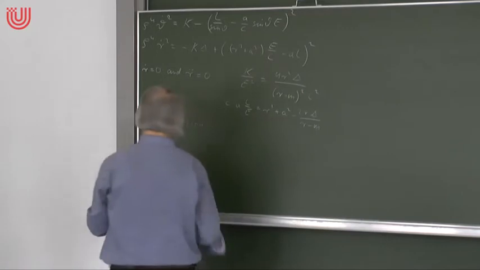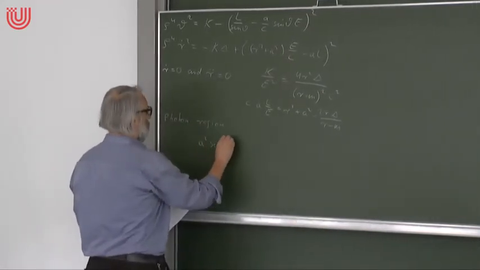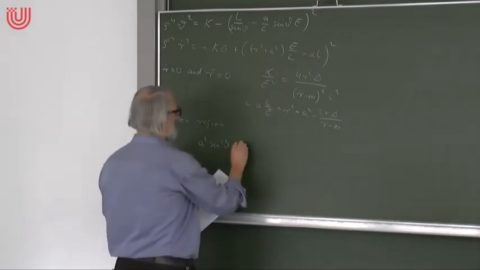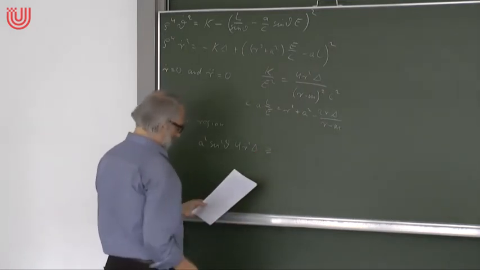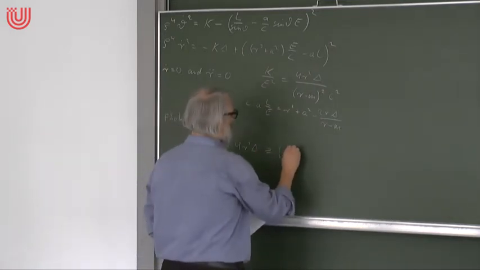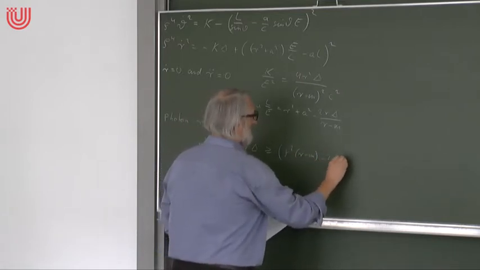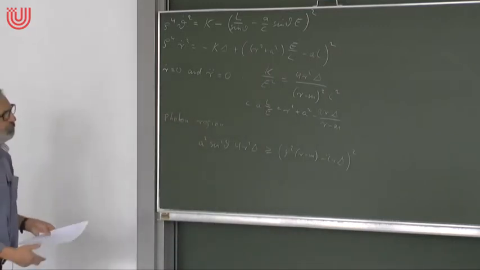again, if you juggle a little bit around with the terms and write them in the most convenient way, you get something like that. 4r squared delta must be bigger or equal than rho squared (r minus m) minus 2r delta, squared. I think that's the most compact form in which you can write this.